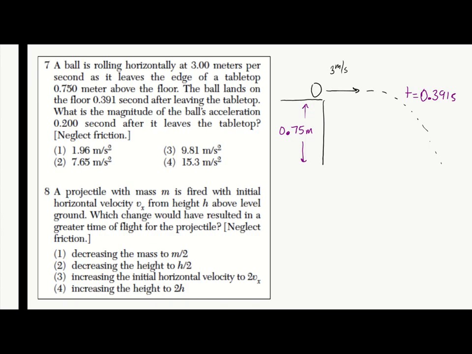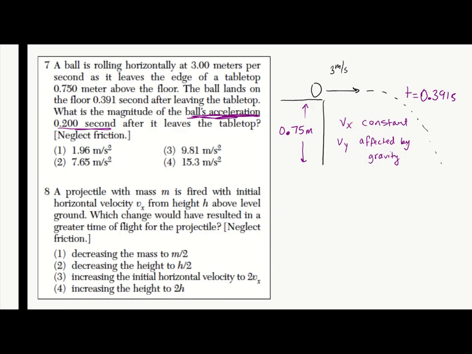Okay, so for number 7, I thought I'd save time and already start with our drawing of what is happening in question 7. You have a ball rolling off the table horizontally, so it has a certain trajectory path. We should remember that in 2D motion, horizontal motion stays constant. But in the y direction, it's affected by gravity. So there's always an acceleration due to gravity as it's falling through the air. And so we're looking for the magnitude of the ball's acceleration 0.2 seconds after it leaves the tabletop.